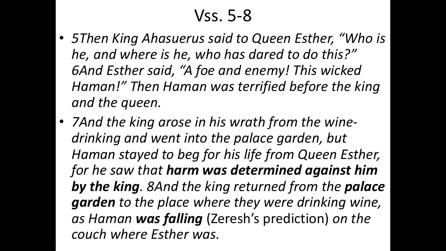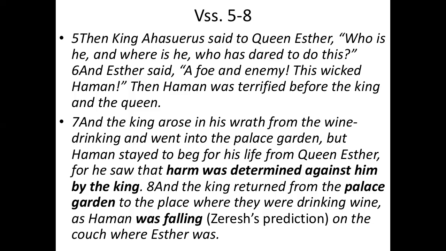Then King Ahasuerus said to Queen Esther, "Who is he and where is he who has dared to do this?" So this guy loses track of everything, can't remember who saved his life, can't remember who passed this law to kill all these Jews. He kind of needs to have more sleepless nights where his people read to him, I think. "And where is he? Who's dared to do this?" And Esther said, "A foe and an enemy, this wicked Haman."